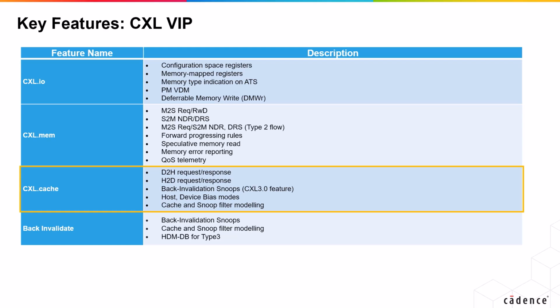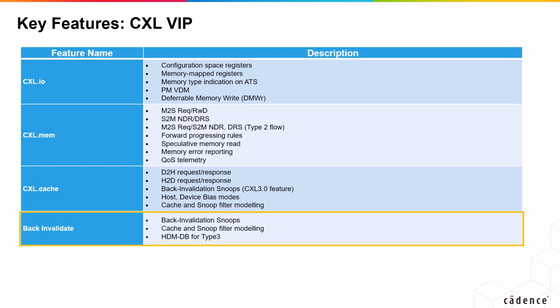The CXL.cache semantics include the following features. These are D2H request, response, H2D request, response, CXL 3.0 back invalidation snoops, host, device bias modes, along with cache and snoop filter modeling. At last, Back Invalidate semantics is mentioned, which is added in CXL3 and supports back invalidation snoops, cache and snoop filter modeling and HDM-DB for Type 3 designs.